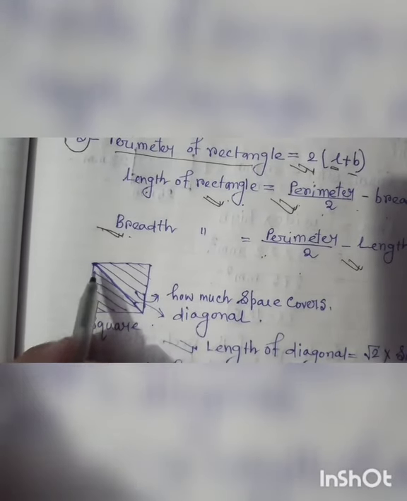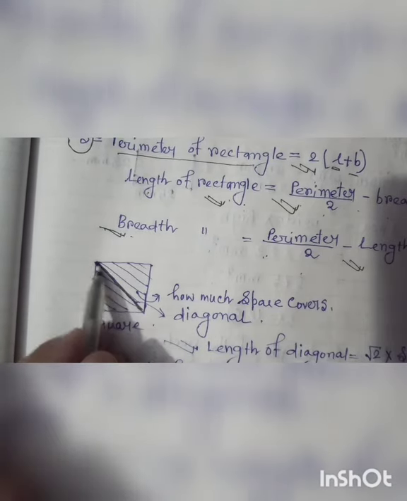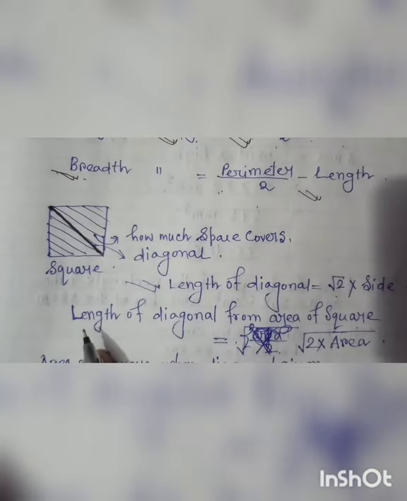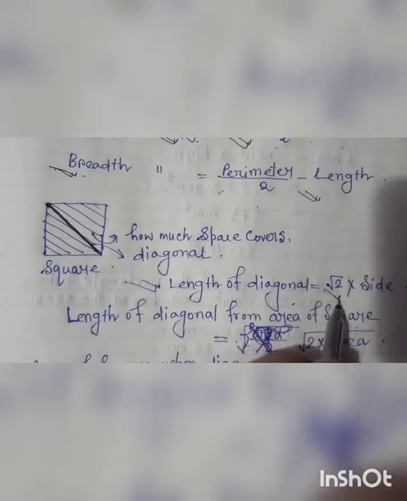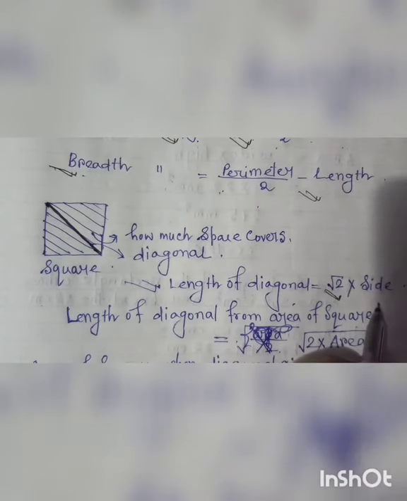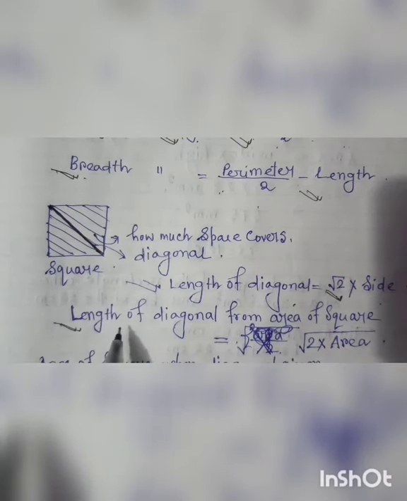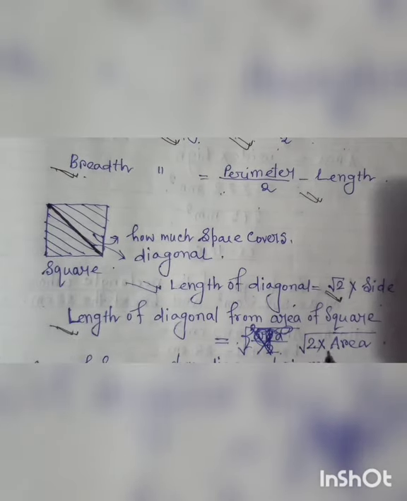This is a square and this is called the diagonal. So how to find the length of the diagonal of a square? The length of the diagonal of a square is equal to root 2 into the side length of the square. Length of diagonal from the area of the square: suppose we have the area of the square and you have to find the length of the diagonal, then you have to take the square root of 2 into the area of the square.